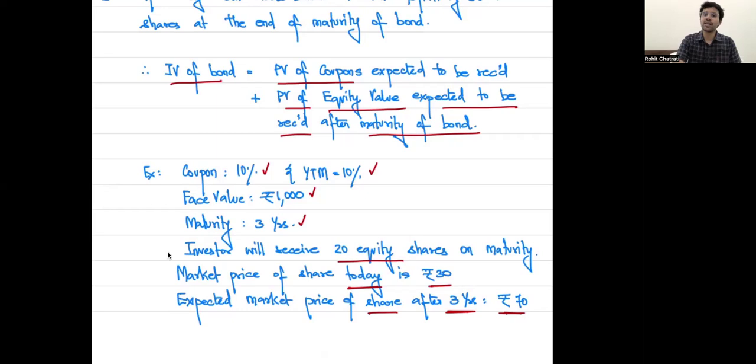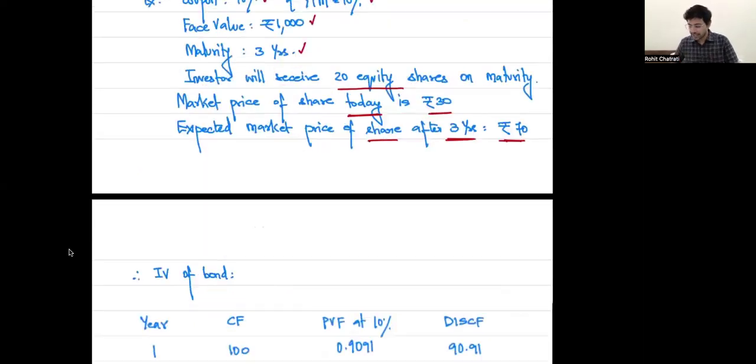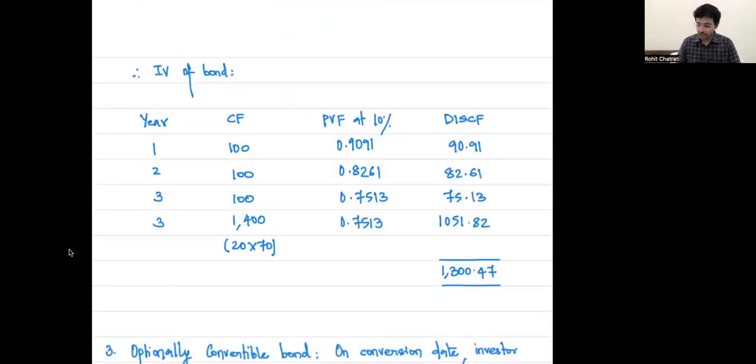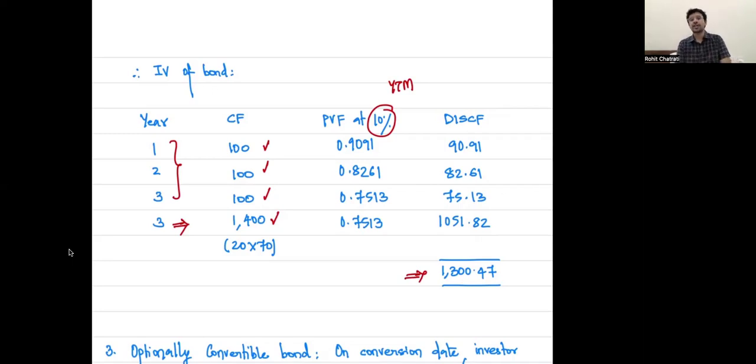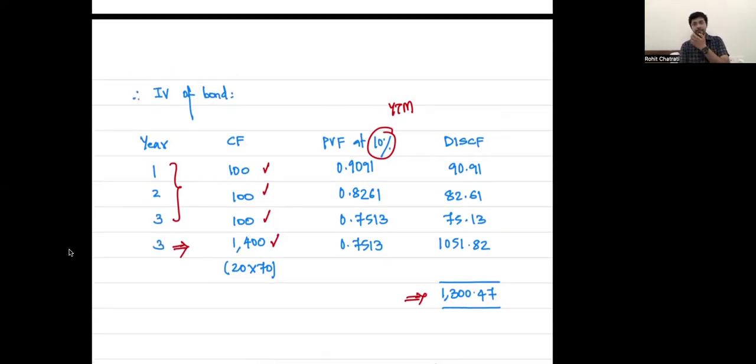That is equal to 1400. All right, so the intrinsic value will be calculated as the present value of 100, 100, 100 that you're receiving for the first 3 years plus 1400 that you're receiving at the end of third year. You will discount it at the YTM rate of 10% to get the discounted cash flow of 1300.47. All right, this is the intrinsic value of the compulsorily convertible bond. I'll take a pause to check if you have any questions.